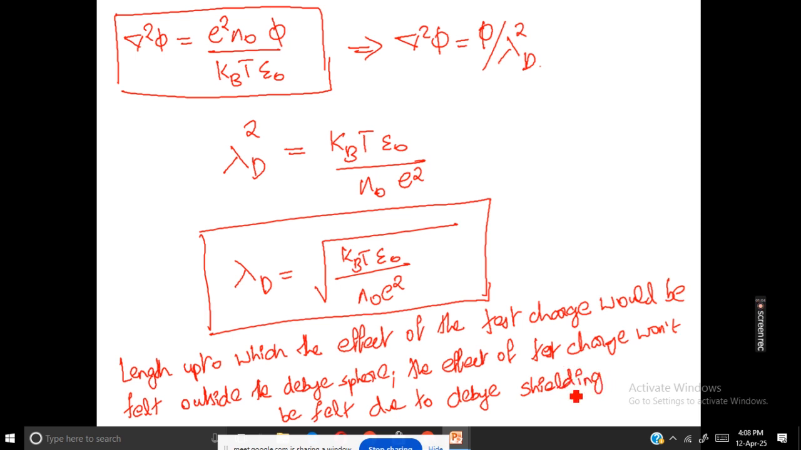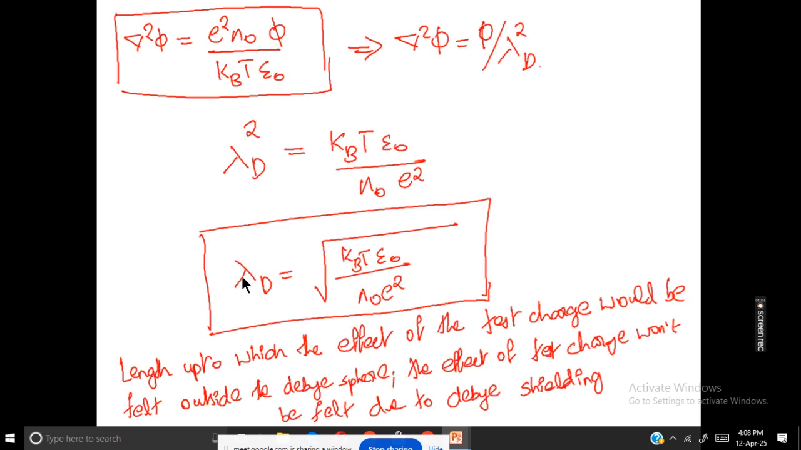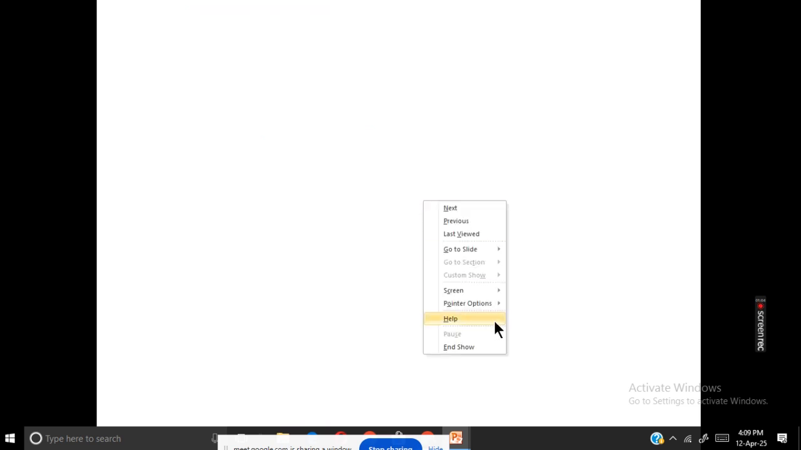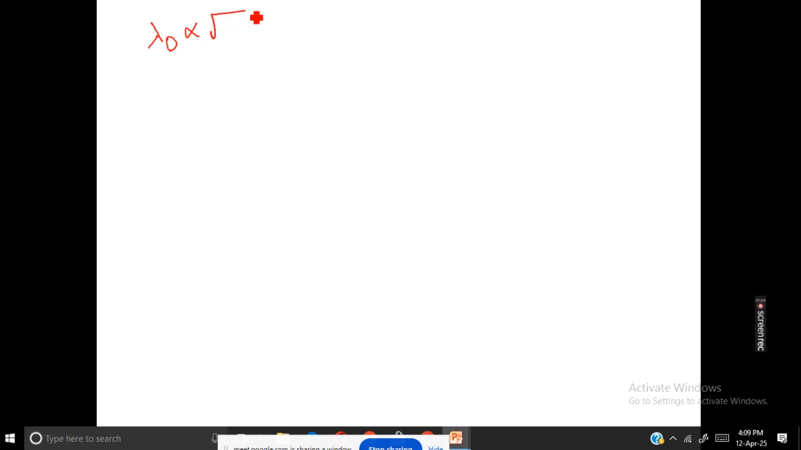The effect of the test charge won't be felt outside the Debye length. From the equation we can see that lambda d is proportional to the root of temperature and inversely proportional to the root of the number density of electrons or ions in the plasma. So lambda d is proportional to root T, and lambda d is proportional to 1 by root n0.